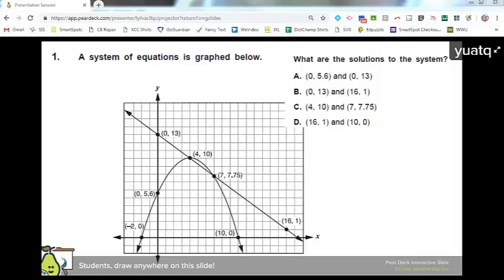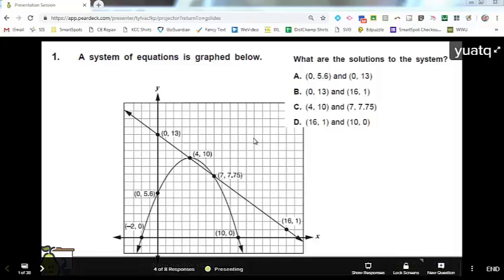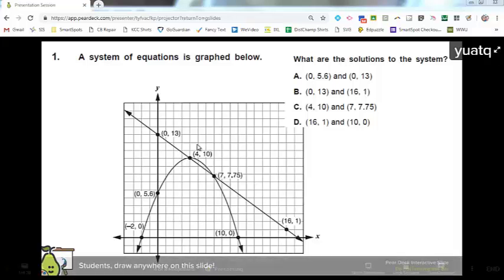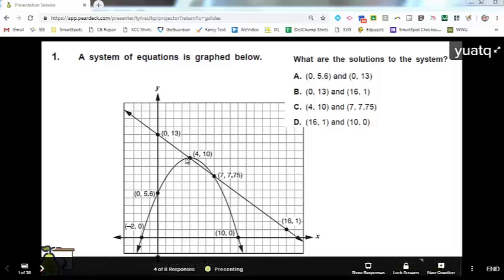On this first one, there should be very little thinking involved. How do I know where the solutions to any system are when I look at the graph, Derek? Where the 2 lines meet. So they meet here and here. So I should have 4, 10 and 7.75. So C should be my answer.